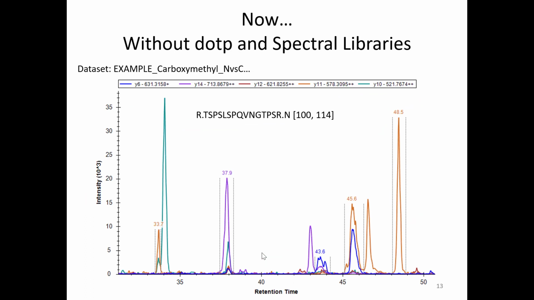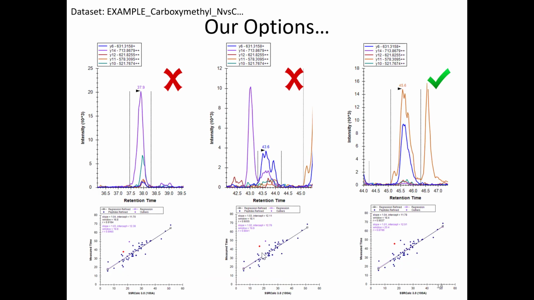All right, so now we don't have spectral libraries, so we don't have a dot product. What peak is this one? This is like back to Tina's example, and we don't have anything for this. What would we want to look at? Maybe look at the retention time relationship. So the one at 37 minutes is out here, and 43 minutes is even further, 45 minutes is even further. And so this one, I have a green check next to, and to be honest, I'm not really sure why. Does anyone have any ideas?